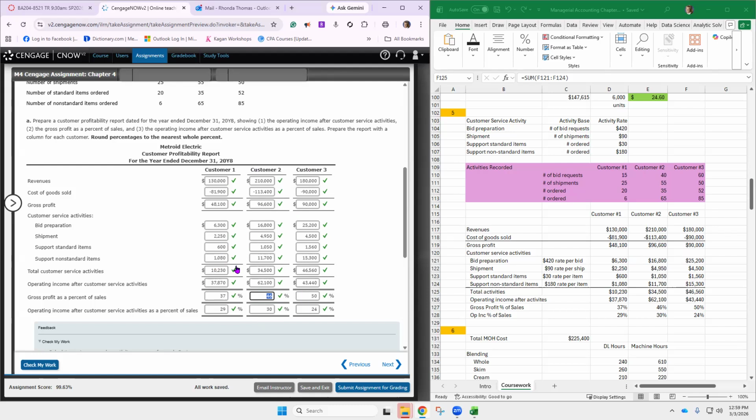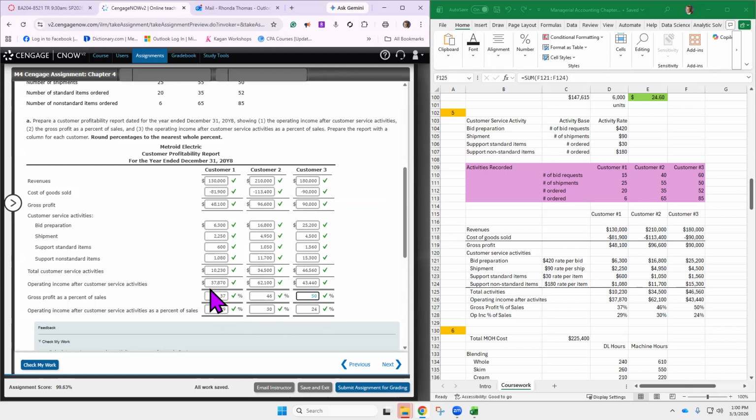So if you didn't have these numbers up here, you would say that gross profit wise, dollar amount, 96,600, customer 2 is doing well. And then customer 3 is showing gross profit as a percent of sales. We're hanging on to 50 cents of every dollar of revenue from customer 3.